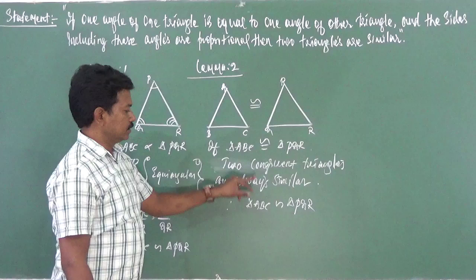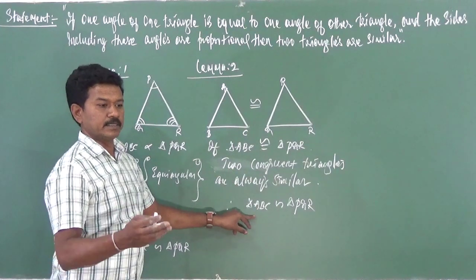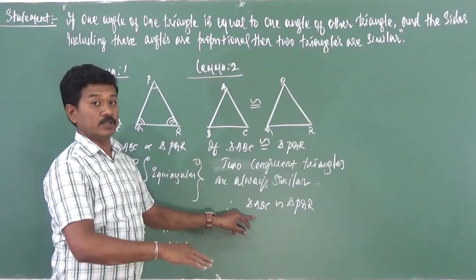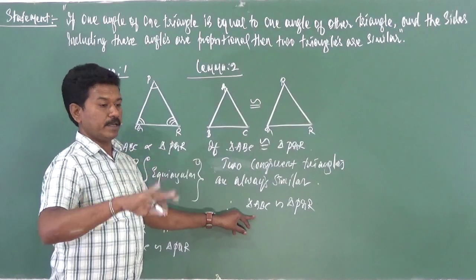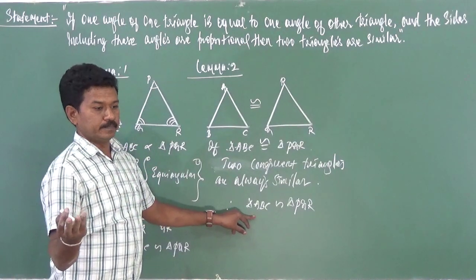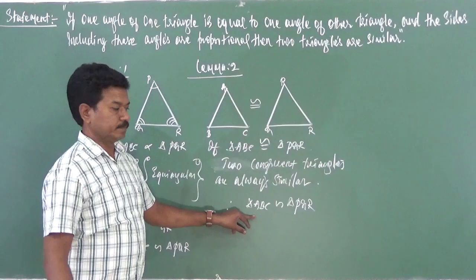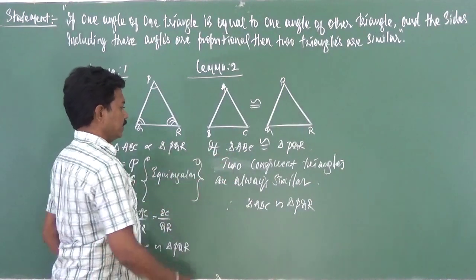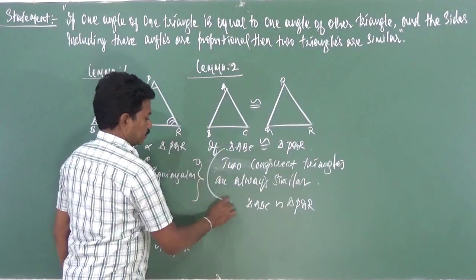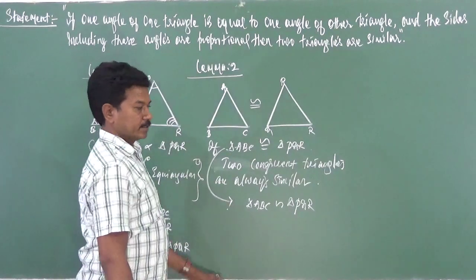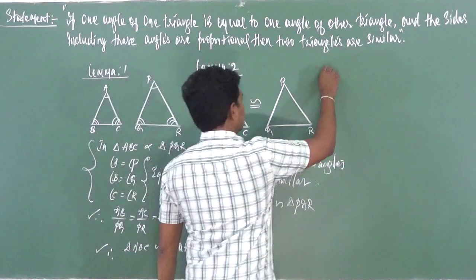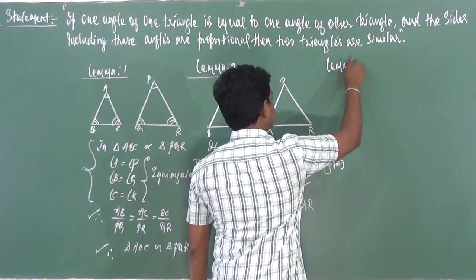So congruent triangles are always similar, but similar triangles are always congruent may or may not be true. May be true or may not be true. So one thing is very clear: if two triangles are congruent, then they are similar. So this is lemma 2. So let us get into lemma 3.